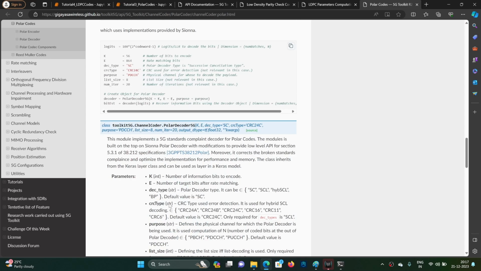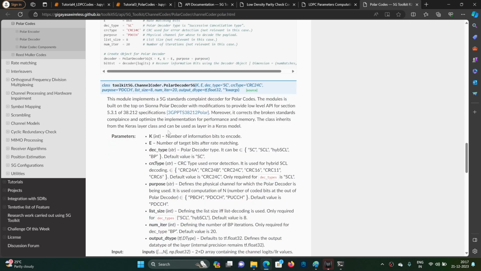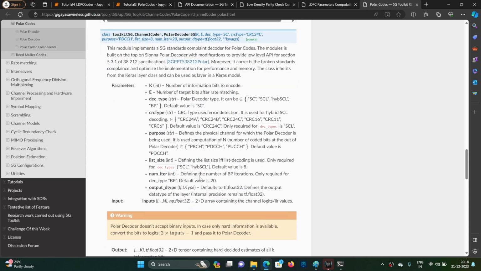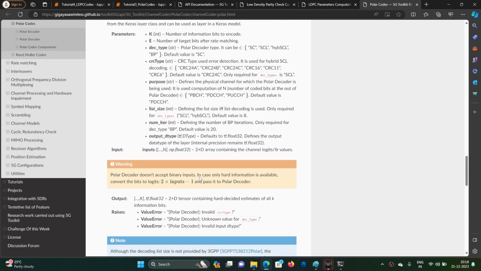Also under the decoder, these are the values that are to be given: the number of information bits, the number of target bits, the polar decoder type, the CRC type used, and then the purpose, followed by the input, which is the 2D array containing the LLR values. Finally, in the output we have a value containing the hard decided estimates of all K information bits.